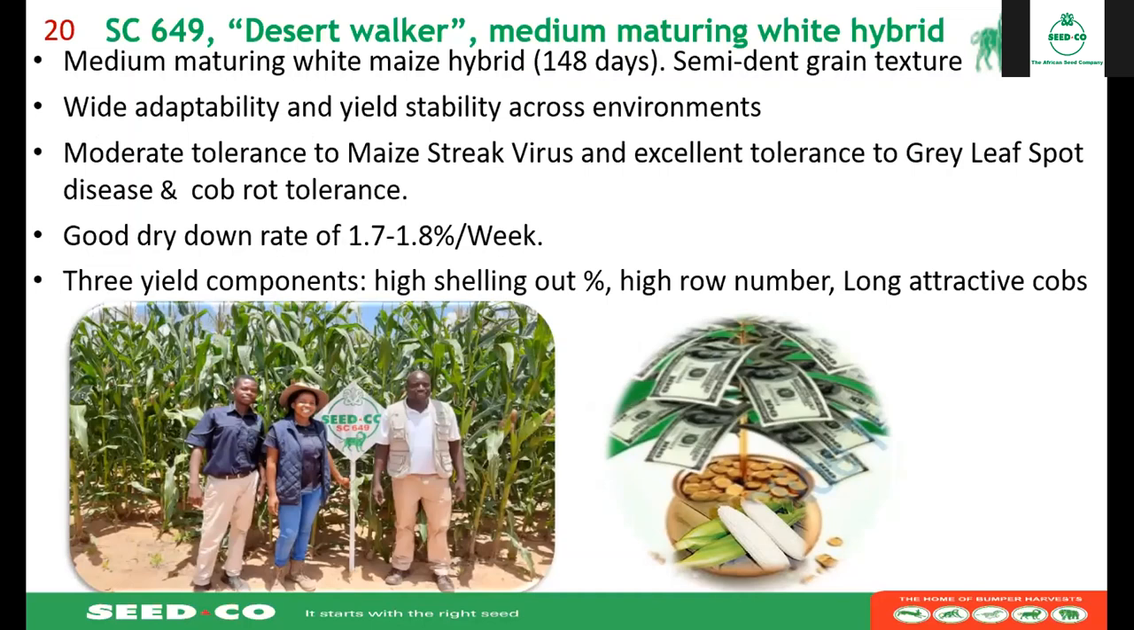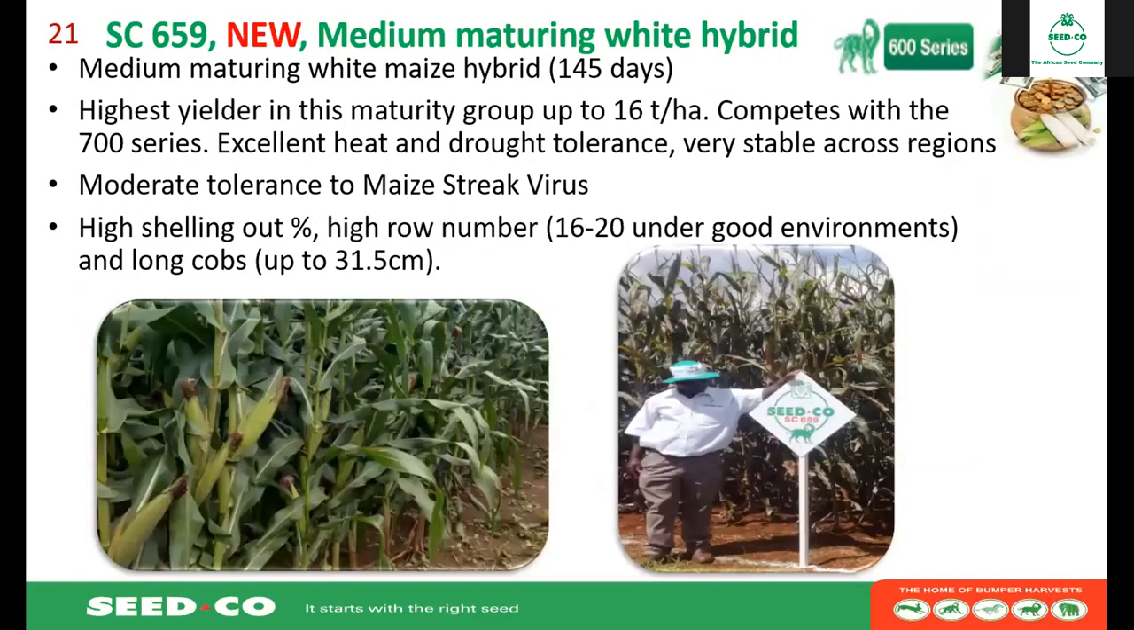Then we have the flagship SC659, a variety that raised eyebrows and gave a lot of good returns in terms of profitability for farmers who established it in the summer season for grain. This variety is quite good. It has sizable crops, as you can see there. Our head breeder, Dr. Mabuyaye, holding the signage, says it is a good variety for you to establish SC659 for green mealies.